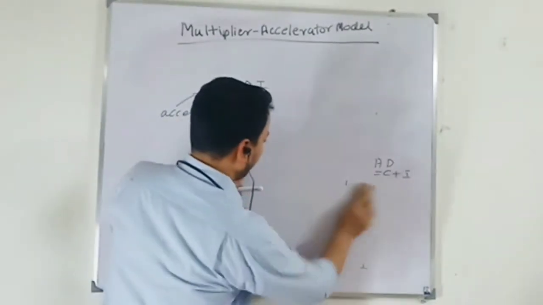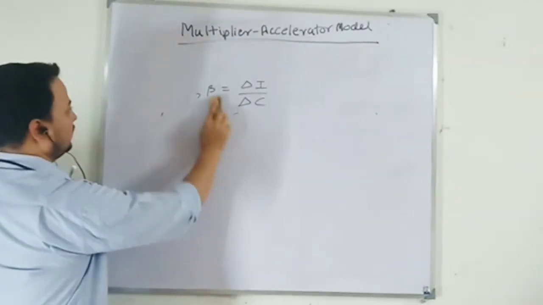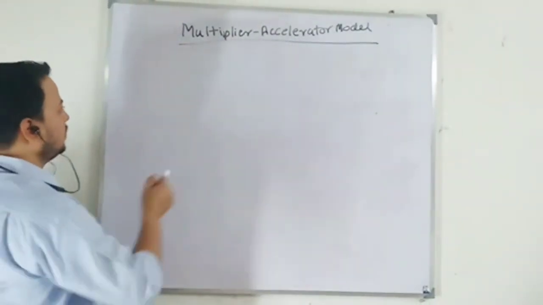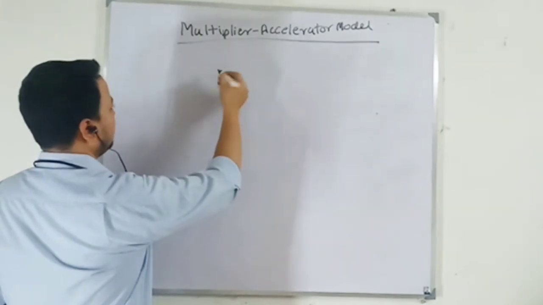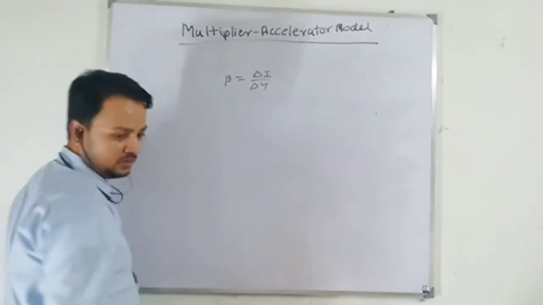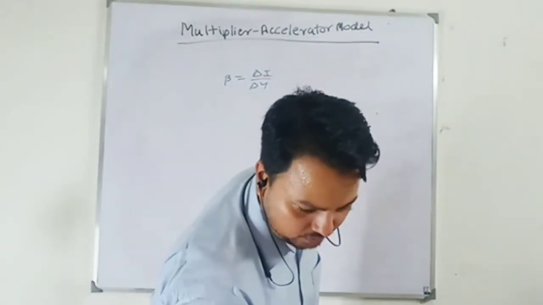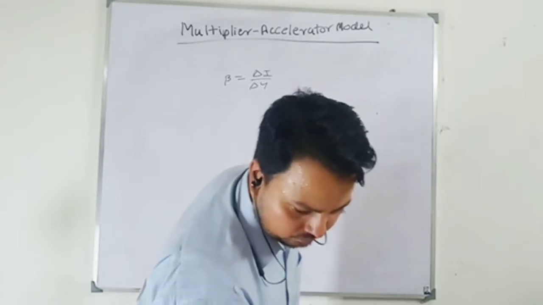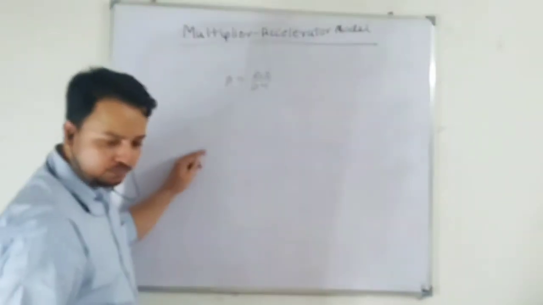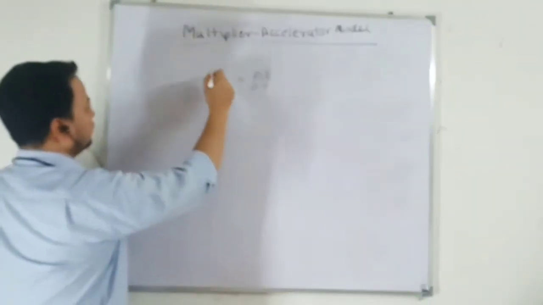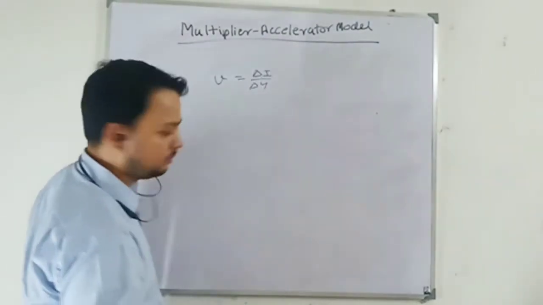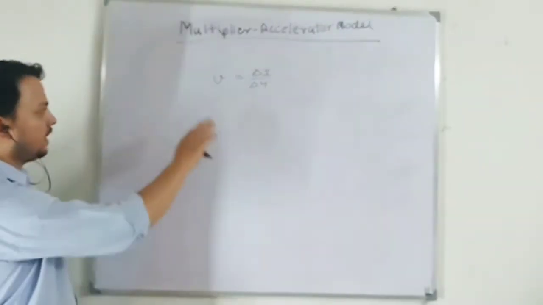So we are focusing on this Hicks formulation. Let me write the Hicks formulation directly. In the Hicks formulation, I have written beta equal to change in investment over change in income. Yes, V, I have used V for Hicks, just to keep that in the same format.